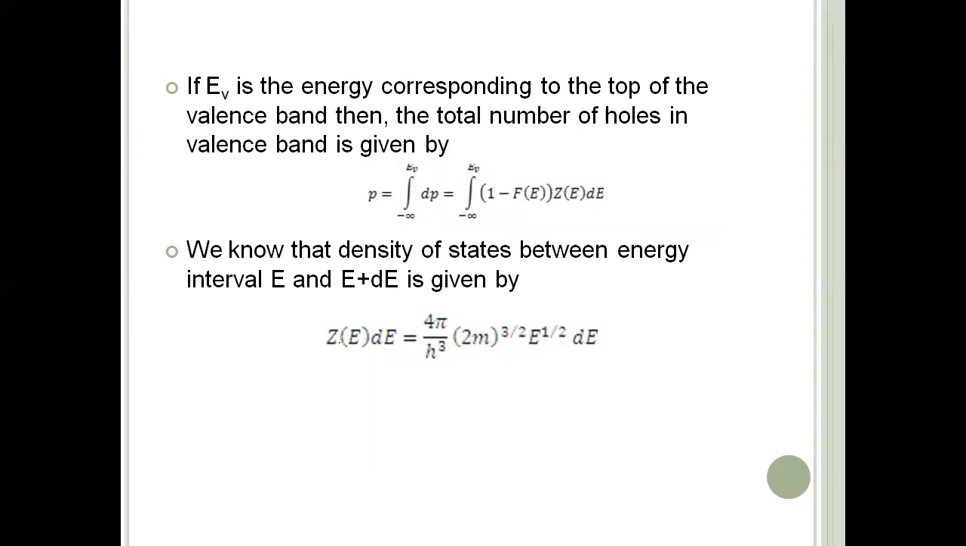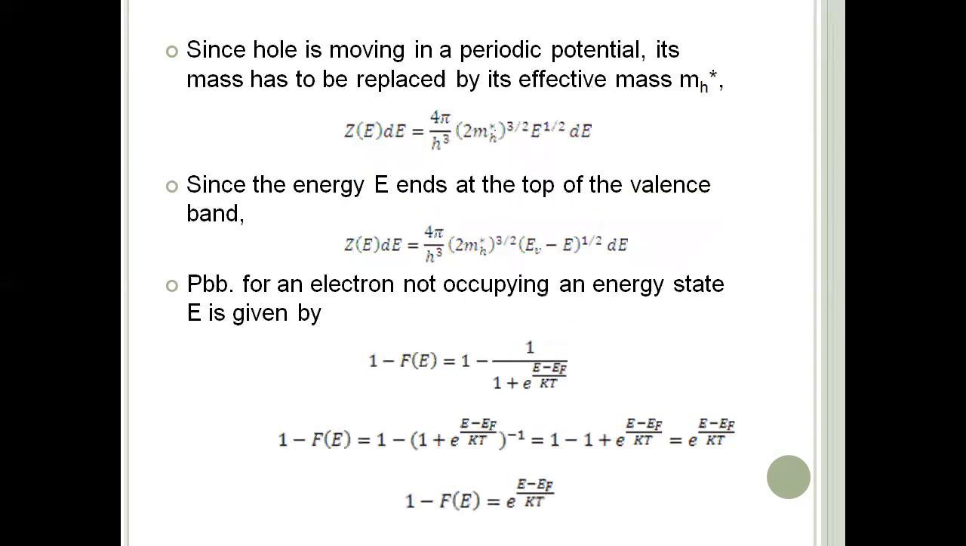For that, Z(E) dE is equal to 4π/h³ (2m)^(3/2) E^(1/2) dE, where the mass in the periodic potential can be replaced with the effective mass of the hole. So you can write mh* in place of m. And the maximum energy of the valence band is Ev, so the energy can be replaced as Ev − E, because the top of the valence band is Ev.